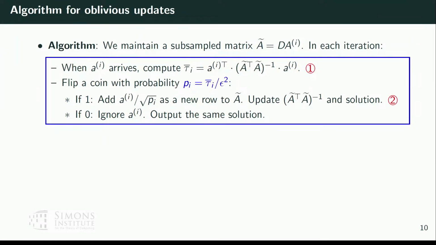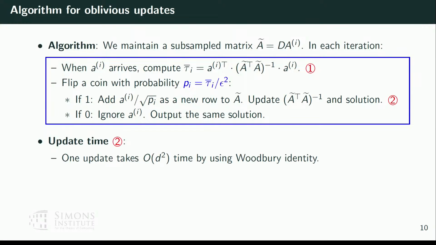Okay, so now next let's bound the running time of this algorithm. There are 2 steps that we need to care about. The first step is to compute the sampling probability. The second step is when we're performing the updates. So let's first bound the second time.